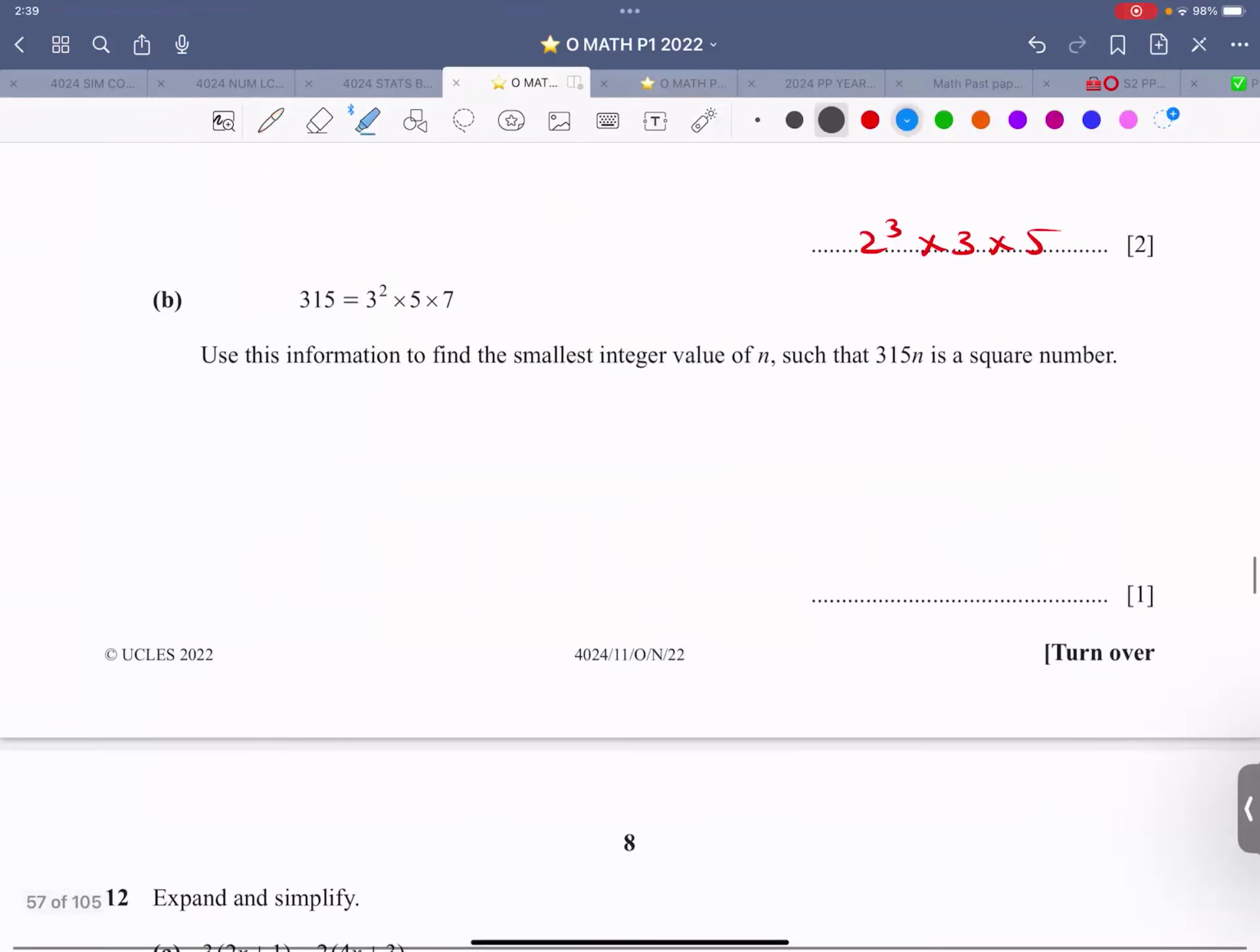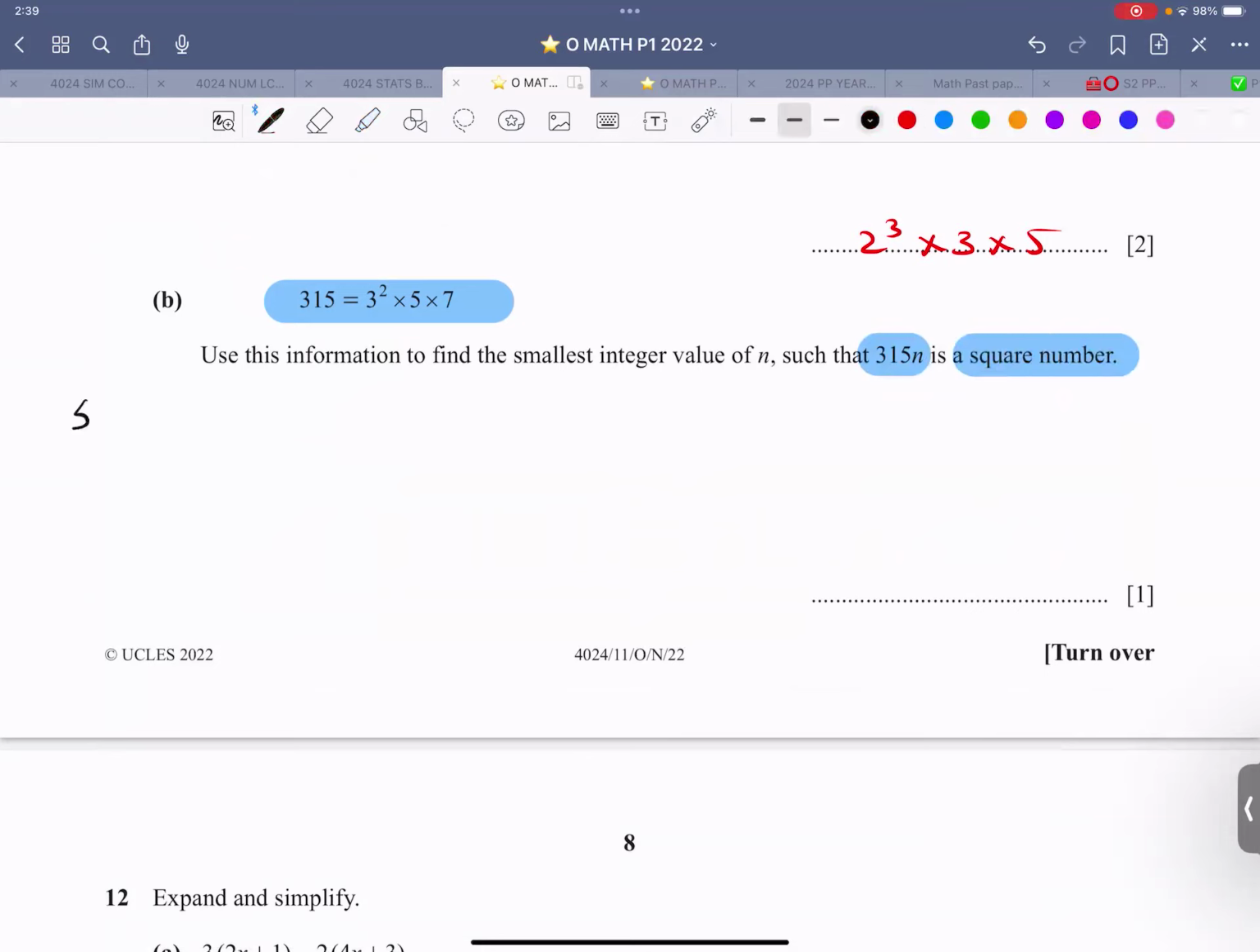Now another number is given, and they're asking us to use this information to find the smallest integer value of n such that 315n is a square number. What do we mean by square number? That means the square root is an integer. For example, 4 is 2 into 2. 9 is 3 into 3. 36 is 6 into 6.